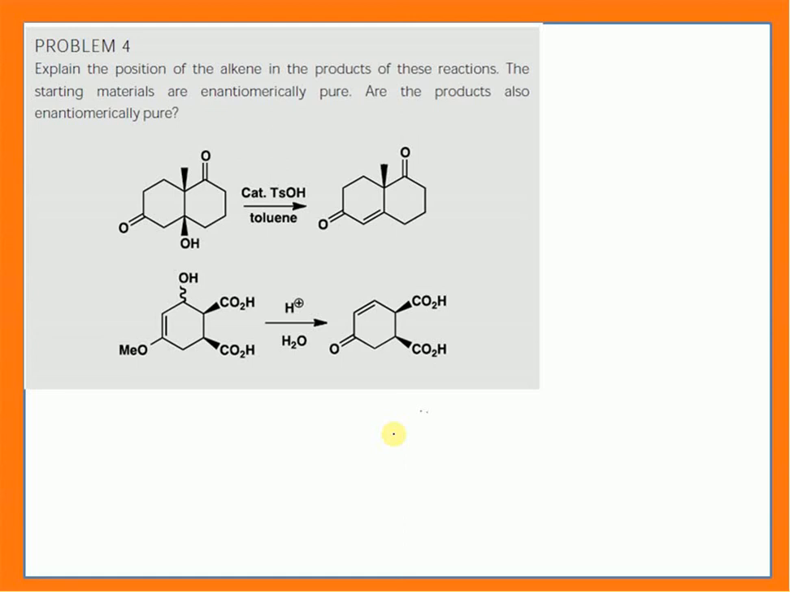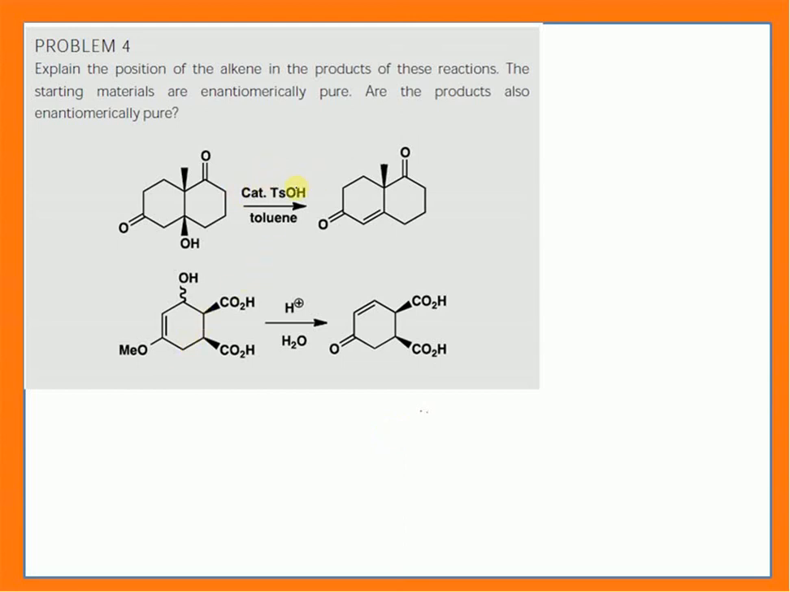First, we are taking question number 4. You have to explain the mechanism of these reactions, and you have to find out whether the products are enantiomerically pure. The reactants are enantiomerically pure. You have to find out whether the products are pure or not, right?